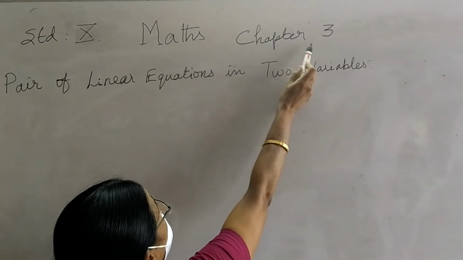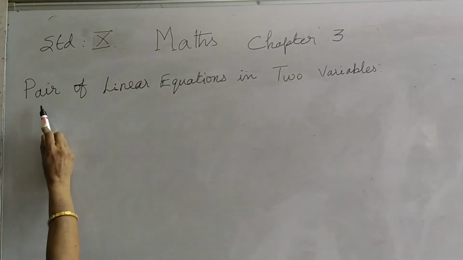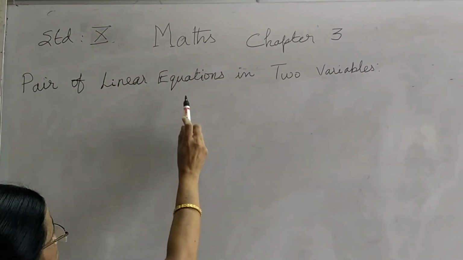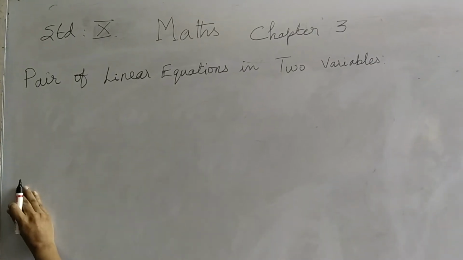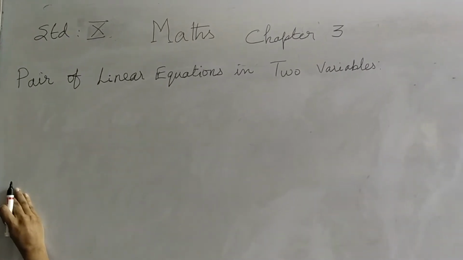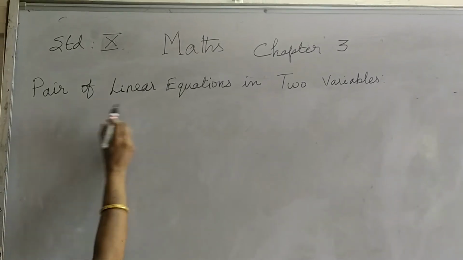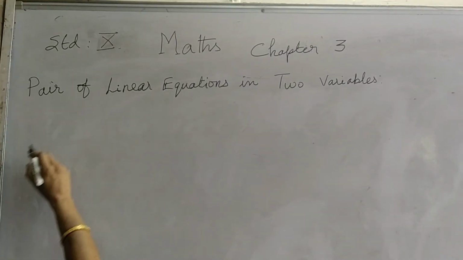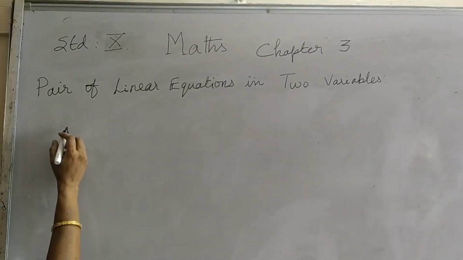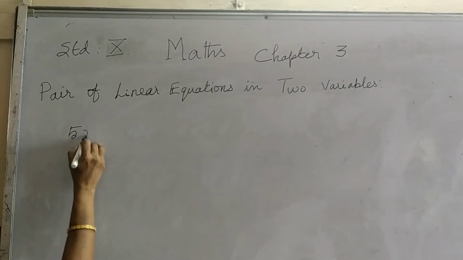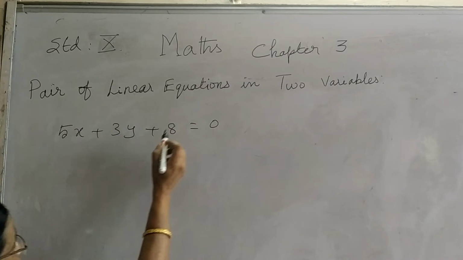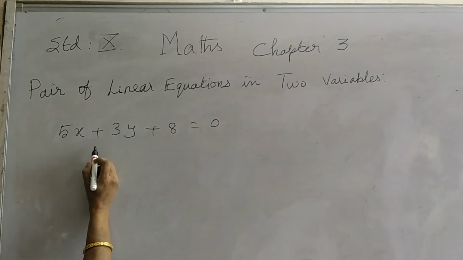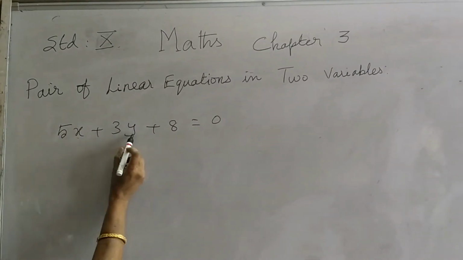Today we see the third chapter, which is pair of linear equations in two variables. We had studied linear equation in one variable last year, but this year we are going to see pair of linear equations in two variables. First, let us understand an example. 5x + 3y + 8 = 0 is an example of a linear equation in two variables.